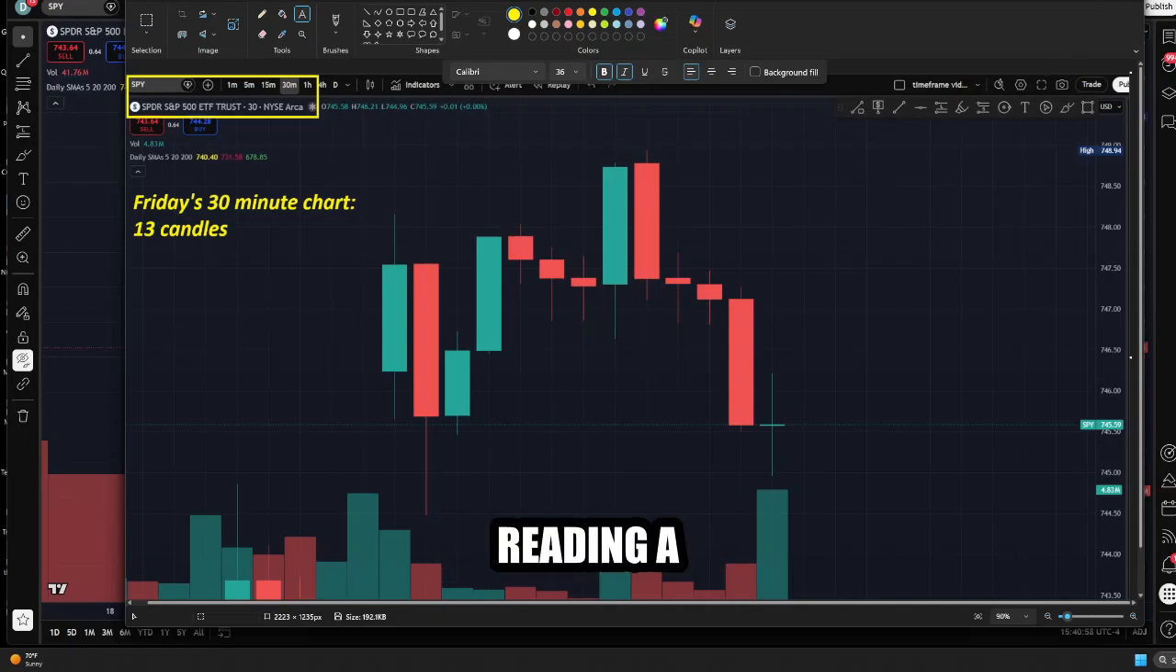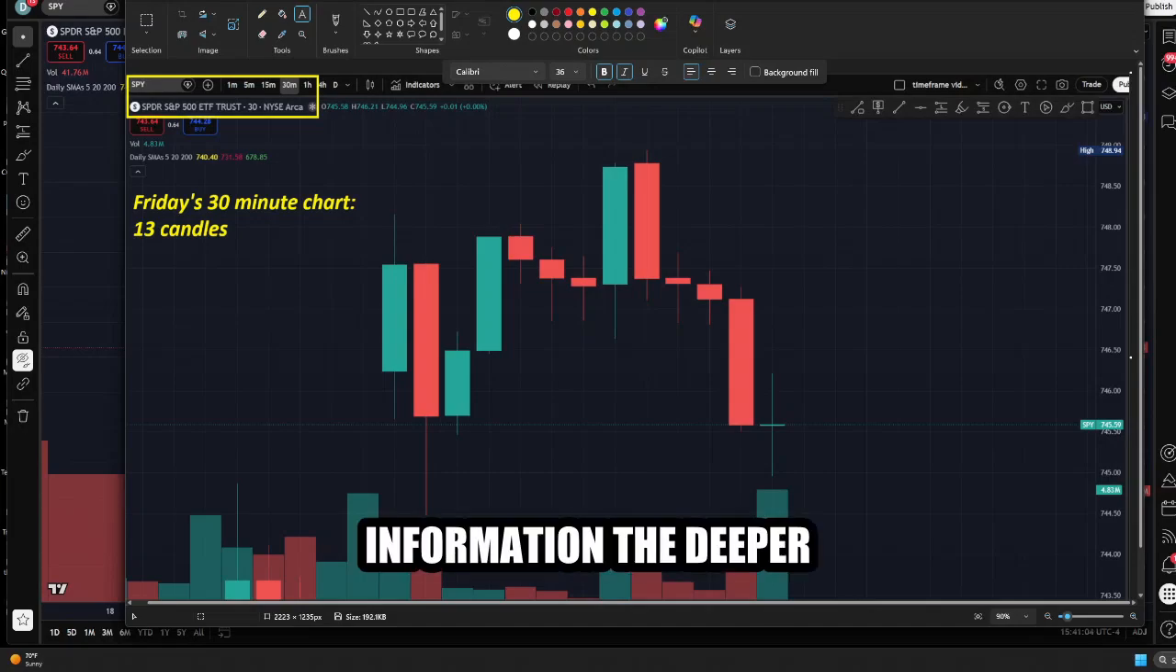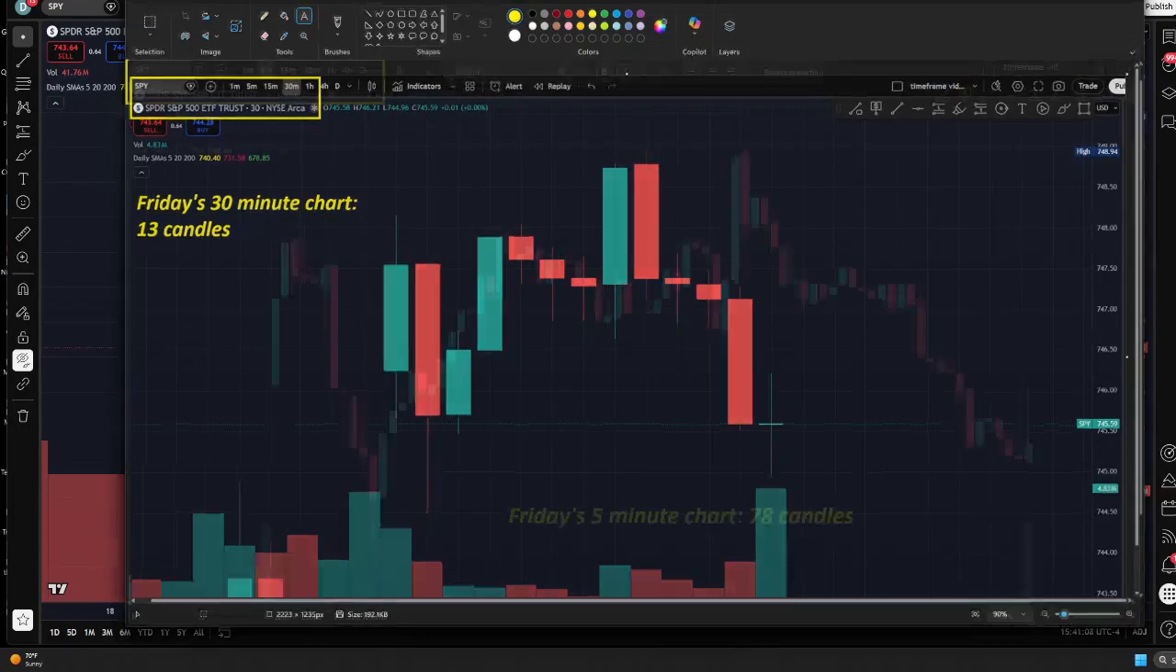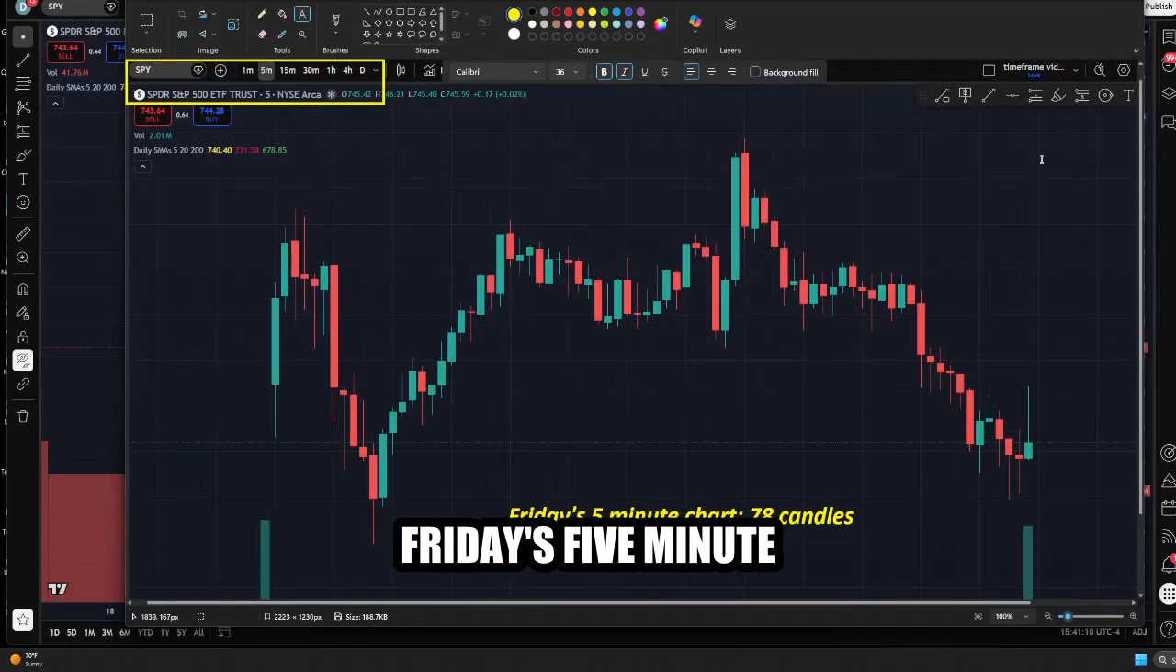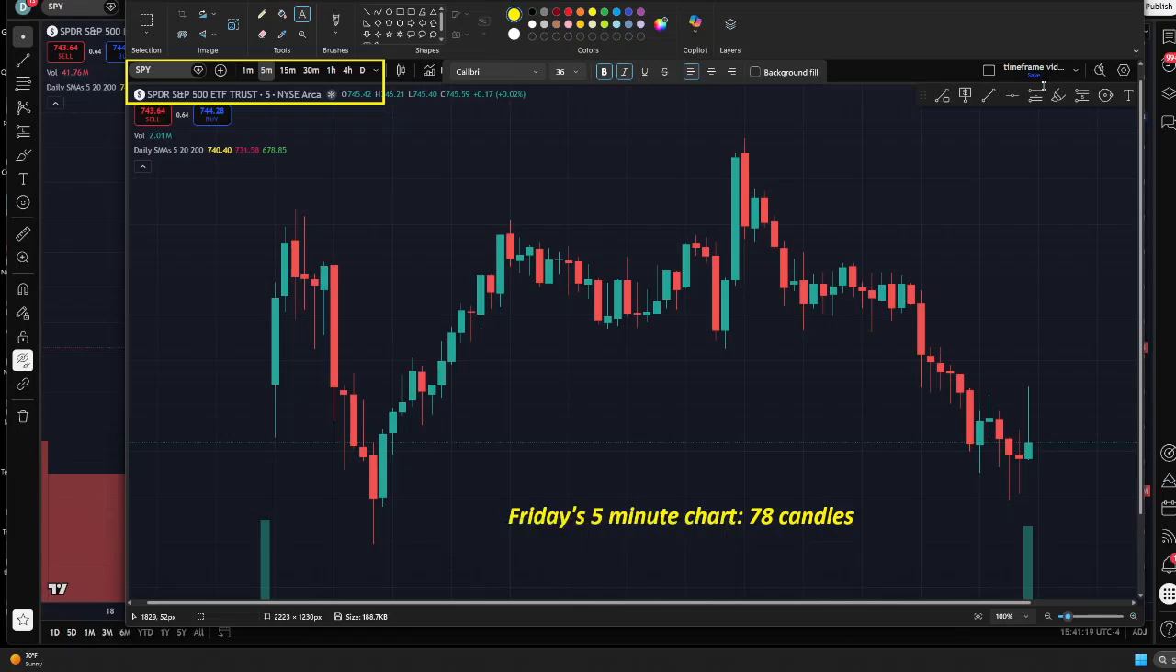This is how we're reading a chart, and this is how the different time frames will give you more information the deeper or the lower you go in the time frames. Here is Friday's 5-minute chart. There's 78 candles. You could see more detail of what was happening every 5 minutes. Each candle is 5 minutes on the 5-minute chart.